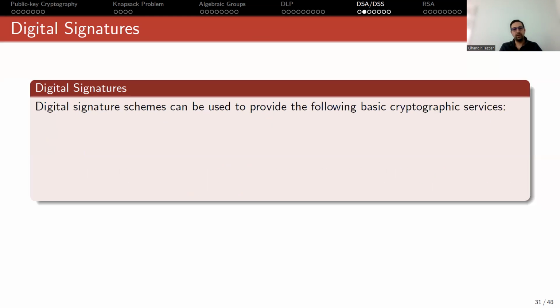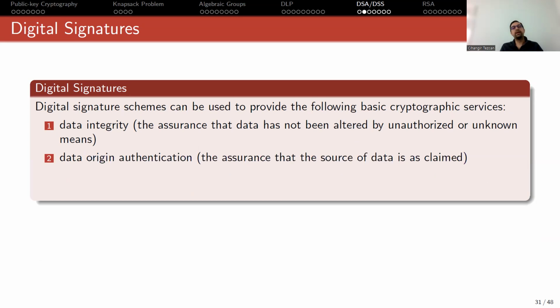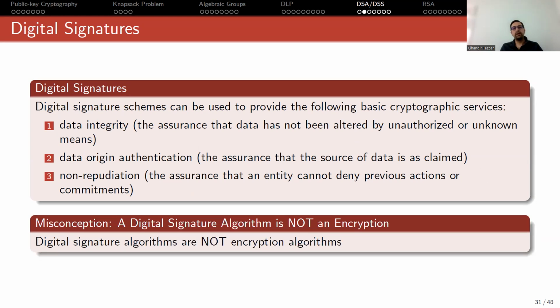So digital signature schemes can be used to provide the following basic cryptographic services: data integrity, the assurance that the data has not been altered by unauthorized or unknown means; data origin authentication, the assurance that the source of the data is as claimed; and non-repudiation, the assurance that an entity cannot deny previous actions or commitments.